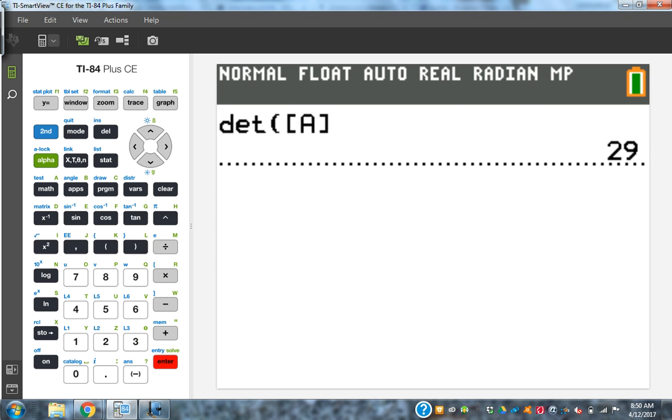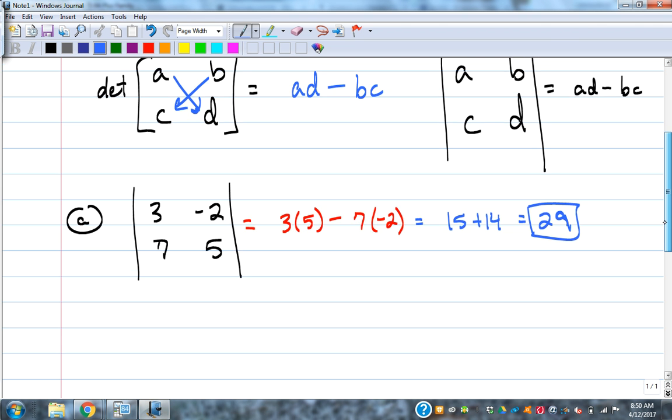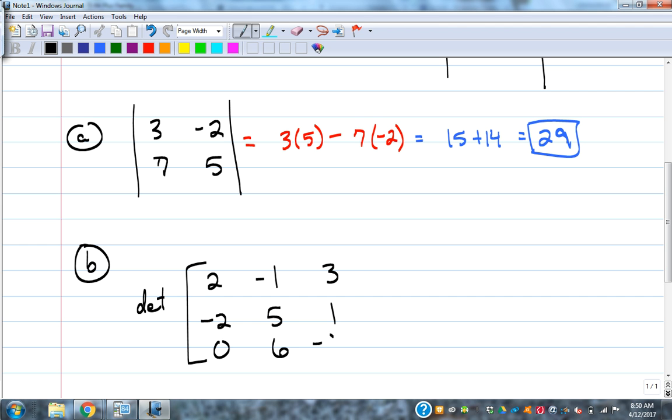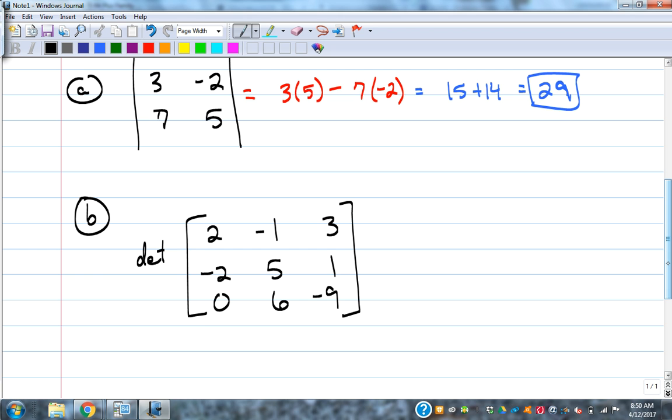Now, on a larger matrix, say they ask us to find the determinant of the matrix with rows 2, negative 1, 3; negative 2, 5, positive 1; and 0, 6, negative 9. What size is that? 3 by 3. It's an n by n square matrix, so you can find the determinant of that.